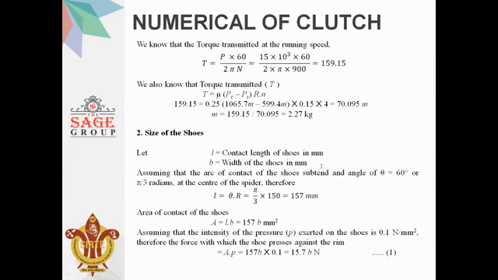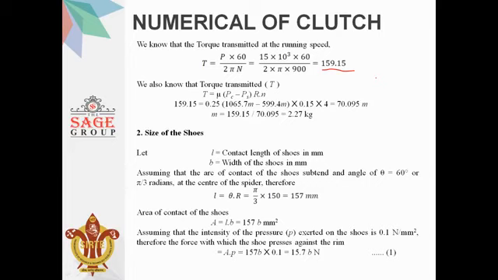Now we know that the torque transmitted at the running speed, T is equal to P into 60 upon 2 pi n. We have substituted all the values, and solving this relation we will get the value of P as 159.15 Newton meter.